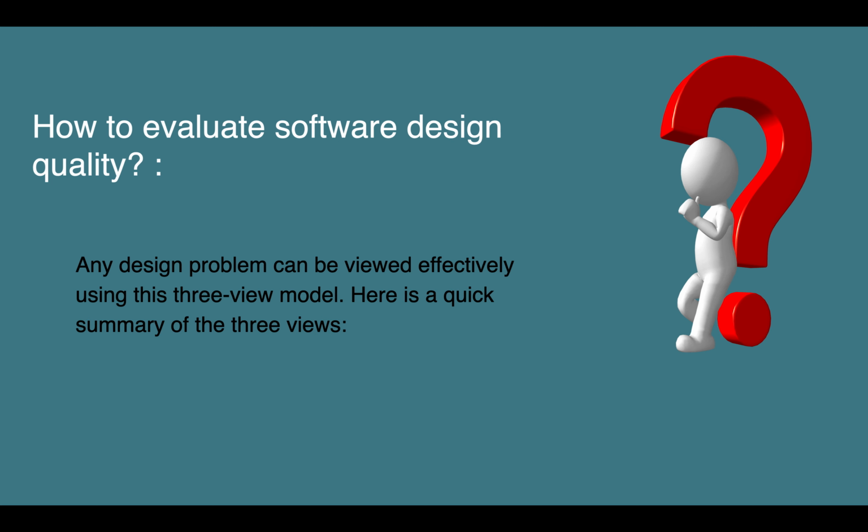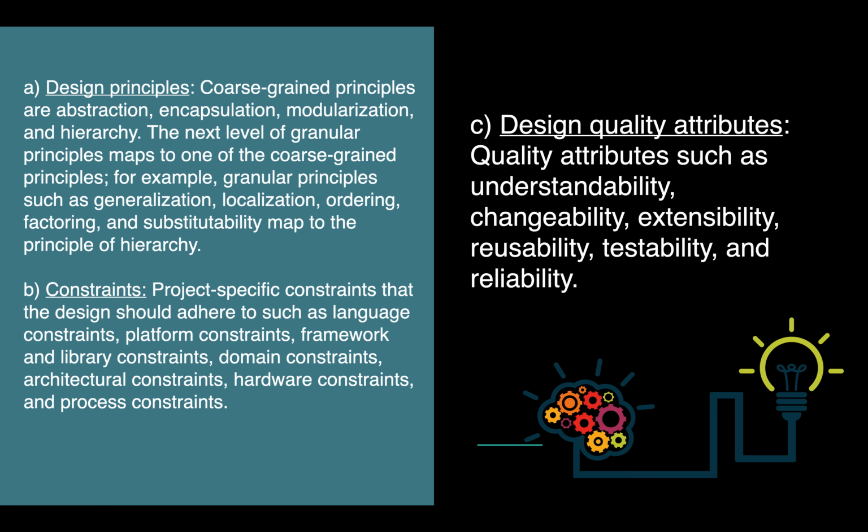For that, we can use three view models through which we can effectively view any design problem. We'll have a quick look through that. The first one is design principles. So we have some coarse-grained principles such as abstraction, encapsulation, modularization, and hierarchy. And the next level of granular principles can be mapped to one of these coarse-grained principles. For example, granular principles such as generalization, localization, ordering, factoring, and substitutability map to the principle of hierarchy.